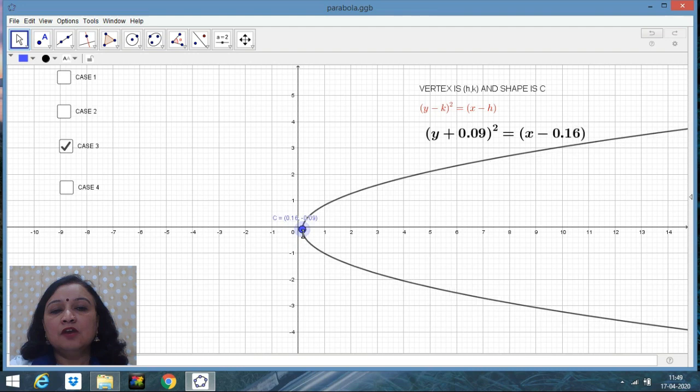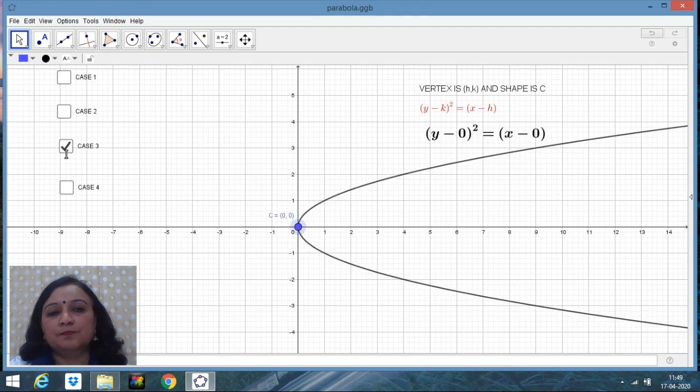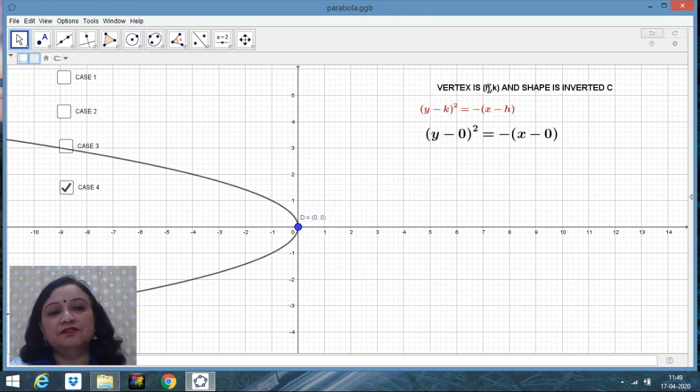Now what happens in the fourth case? In the fourth case we have the standard equation as y minus k whole square is equal to minus x minus h. That means the vertex you can very easily make out from here, that will be h comma k. The shape is inverted C because x is with negative coefficient.